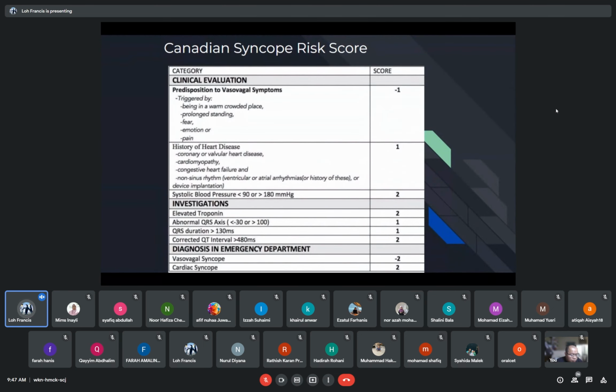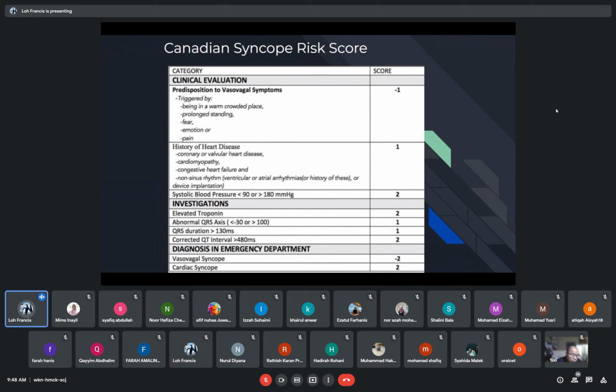Here we have the new Canadian syncope risk score, which was published in 2016. In this scoring, a patient who comes with vasovagal symptoms gets minus 1 mark. Any history of heart disease is 1 mark. Any systolic blood pressure less than 90 or more than 180 is 2 marks. In the investigations, if blood investigation shows elevated troponin, that will be positive 2 marks.